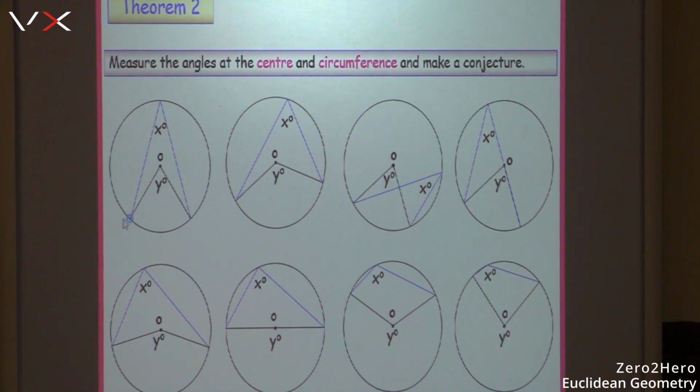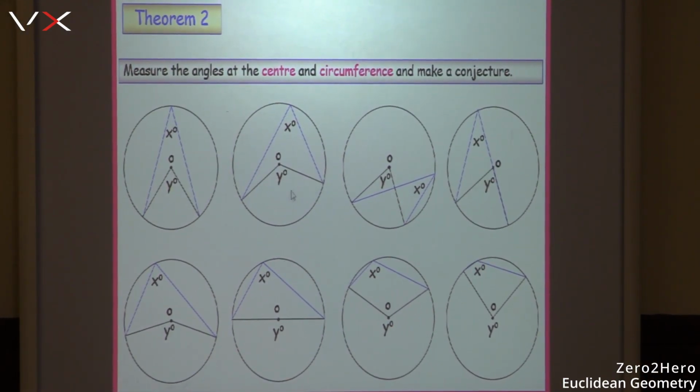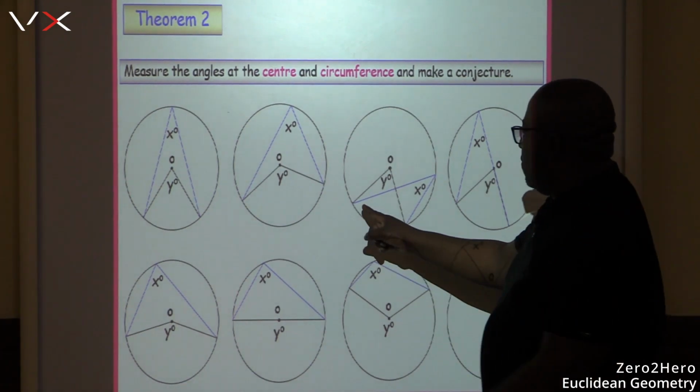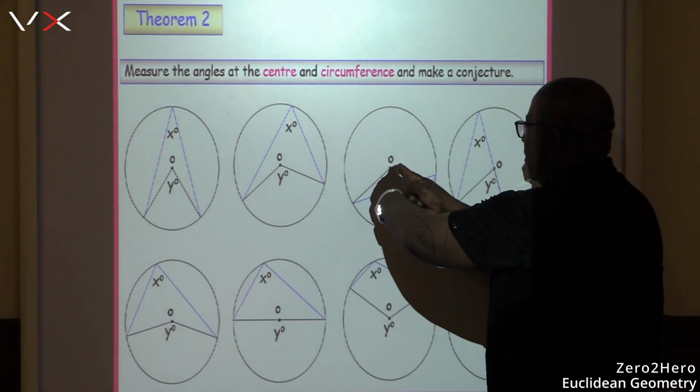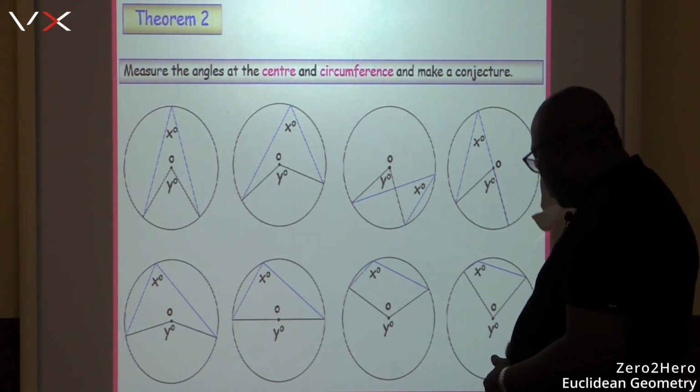So this arc forms this angle at the center. The same arc forms it at the circumference. I hope you see this one. The arc goes to the center, and the same arc goes to the circumference. Let's look at the third one. This is my arc, it goes to the center. The same arc goes to the circumference. So this one is 2 times bigger than this one.